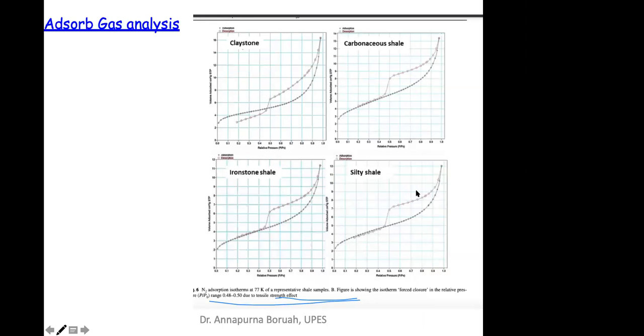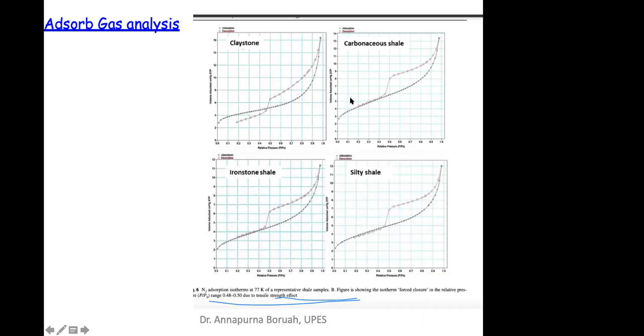Then adsorption study is required, because gas in the shale may be present as adsorbed gas, and it may be present as free gas. So how much adsorbed gas is present, and what about the pore size distribution? That information you can get from the BET analysis.